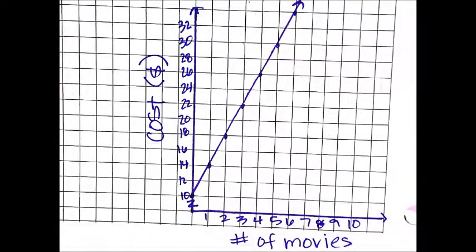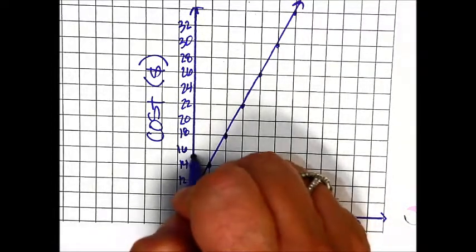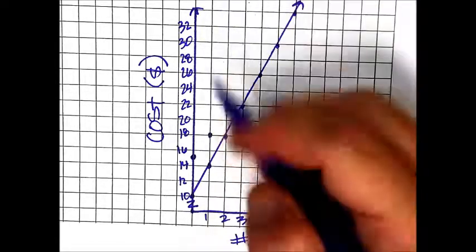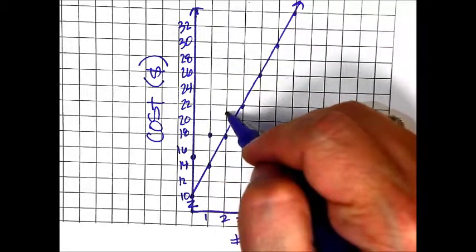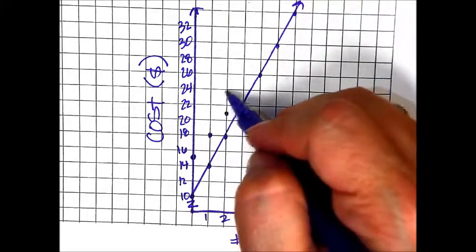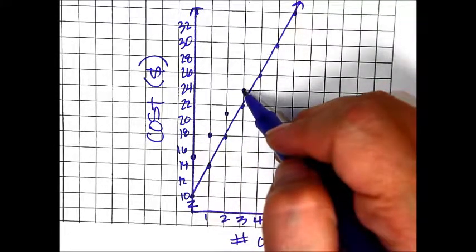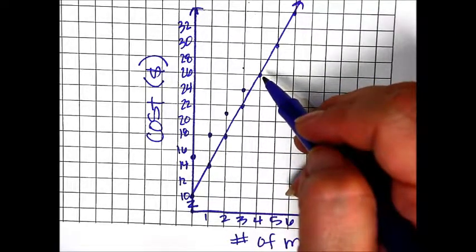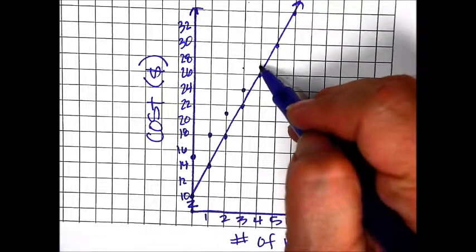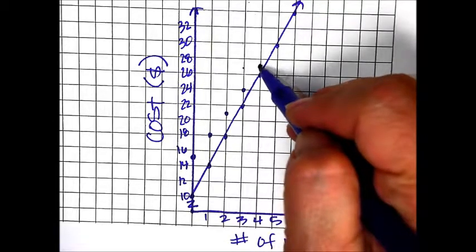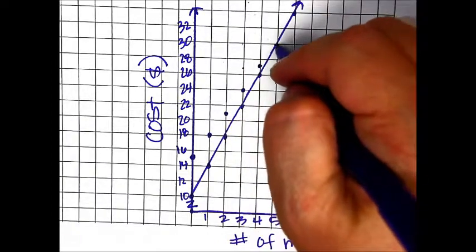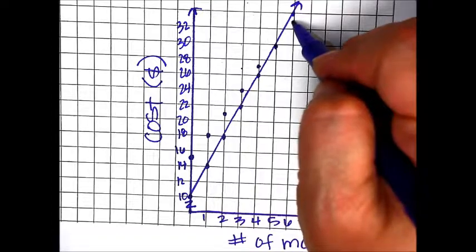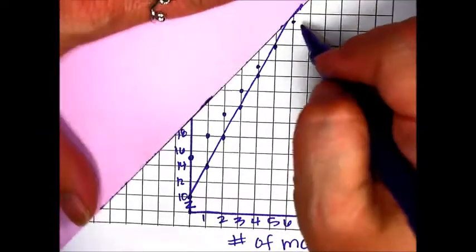Right, my other one starts at 15 and goes by 3. So 18, 1, 21, 2, 24, 3, 27, 4, 30, 5, and 33, 6. Okay.